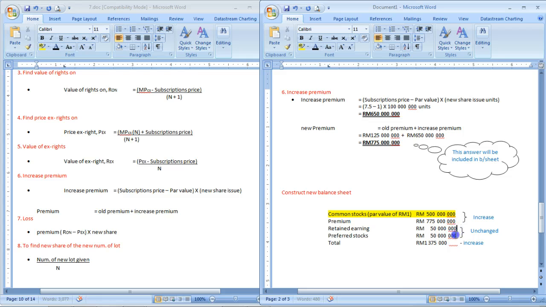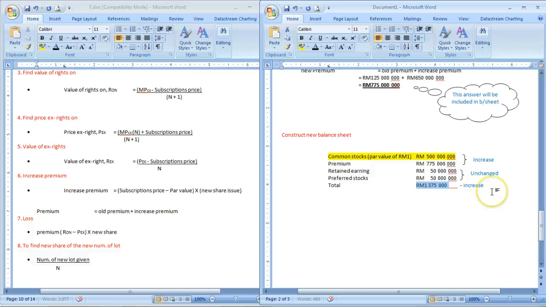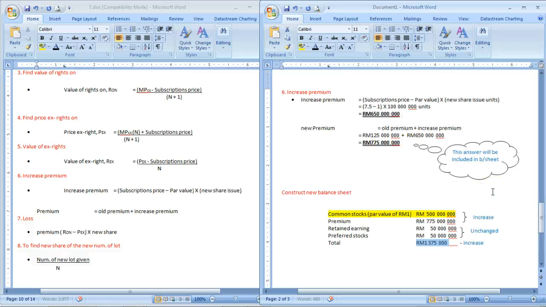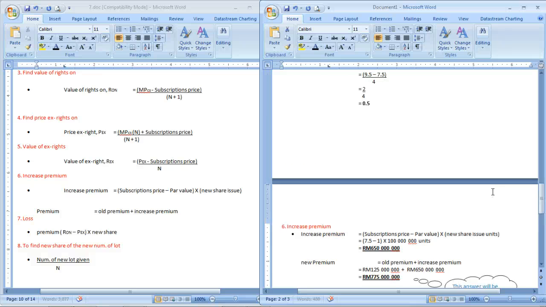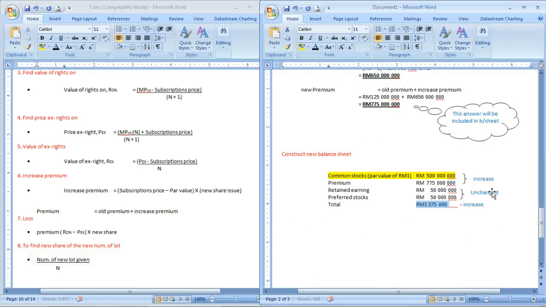How about retained earnings and preferred stock? Remember class, when you offer stock right, your retained earnings and your preferred stock will be maintained. They will be unchanged, they will not increase or decrease. So you will realize that for stock dividend and stock split, the total will be maintained. However, for stock right, when you add all this, the total of your equity will increase. All right, so that's all for stock right.